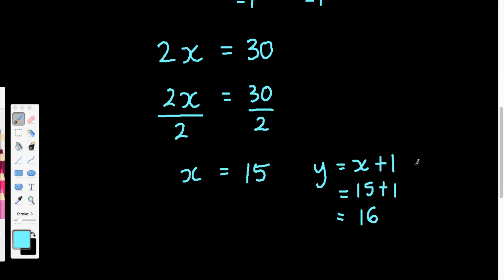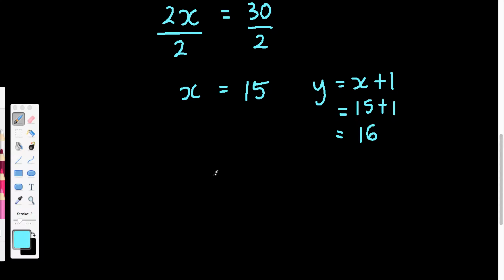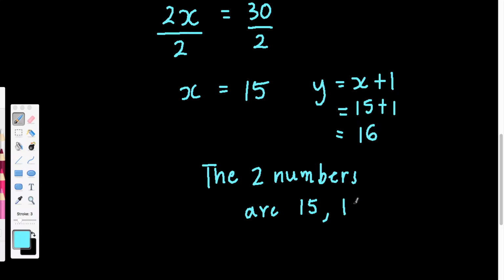So just make sure your answer's nice and clear. I've got my two numbers at the bottom there, but I'm just going to write the two numbers. The two numbers are 15 and 16. Now, you might have been able to get this answer by trial and error, but remember the point of us doing this is to make sure we're using the algebra. So it's really important that you do try at least to get your equation rather than just going straight to a trial and error approach.